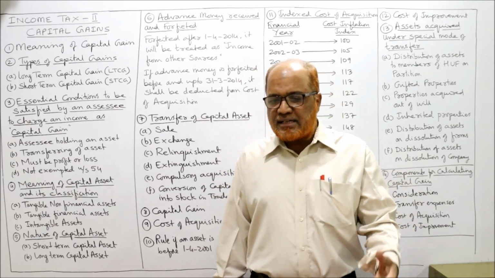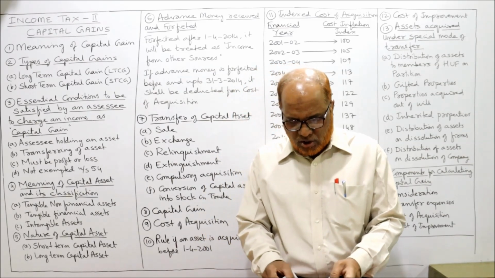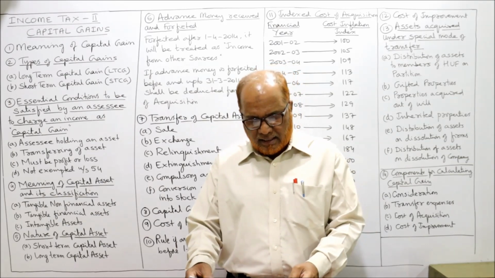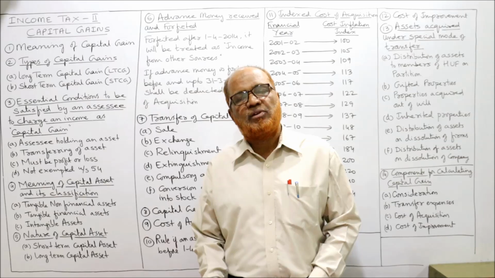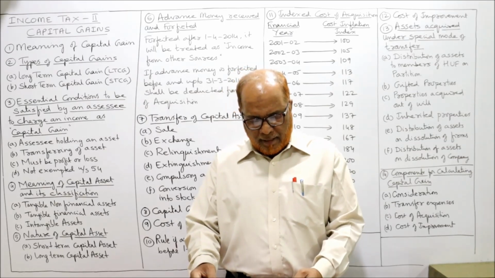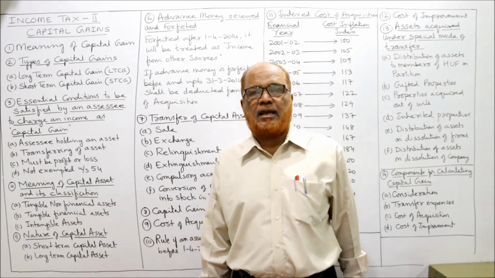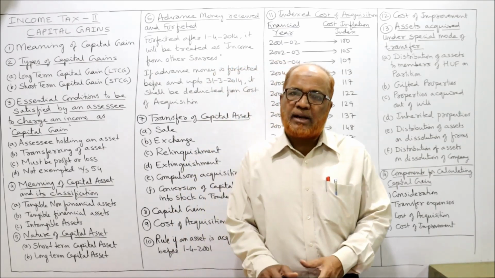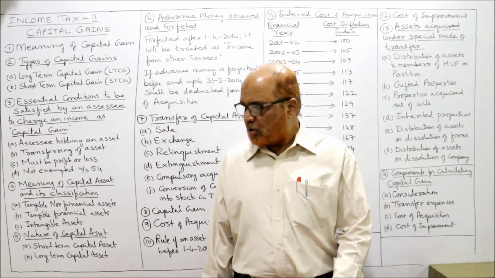Similarly, some assets are of archaeological importance, like drawings, paintings, or sculptures, etc. These are capital assets, and the gain arising will be taxable under capital gains. And agricultural land situated in a rural area is not a capital asset, whereas agricultural land situated in an urban area is a capital asset. So you have to remember these provisions.